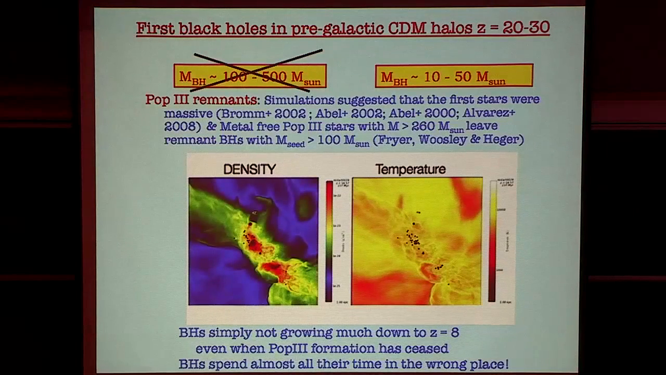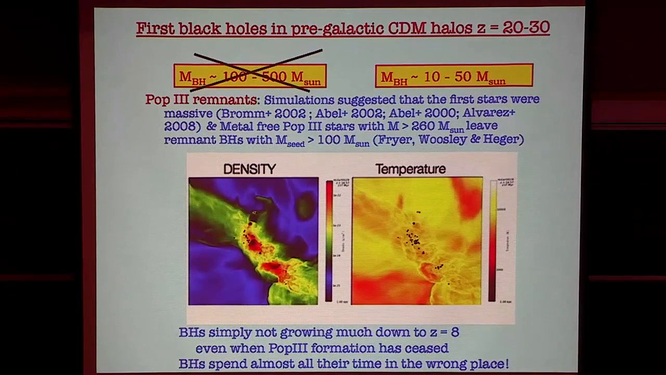So let me quickly give you a little more detail in terms of what the current challenges are for the light seed models and the massive seed models. So the first challenge for the population 3 remnant light seed models is that originally it was thought that the first stars themselves were a lot more massive. Now with refinements in the code and improvement in resolution, we actually see that you don't form a single first star, you form a cluster of stars, and the mass of those individual stars is actually a lot lower than we thought. So the remnants subsequently also become lower mass.